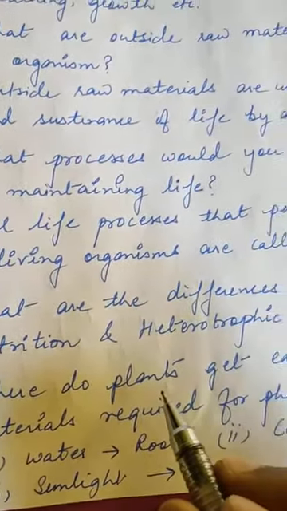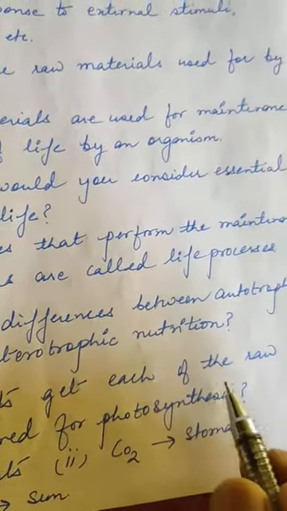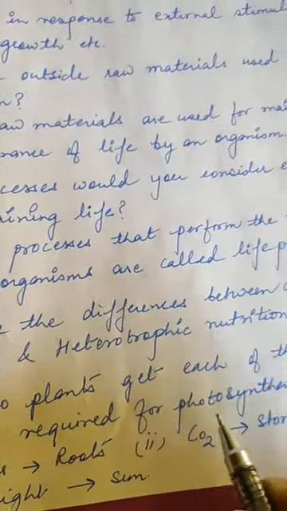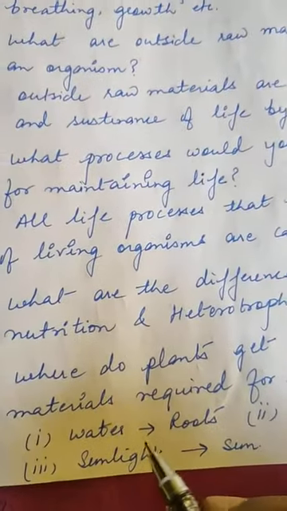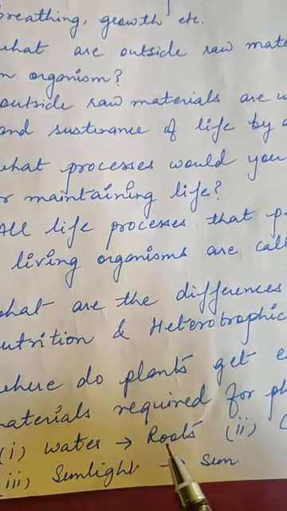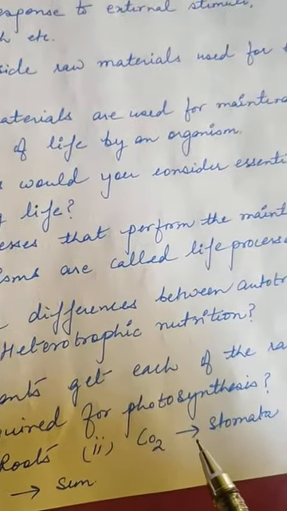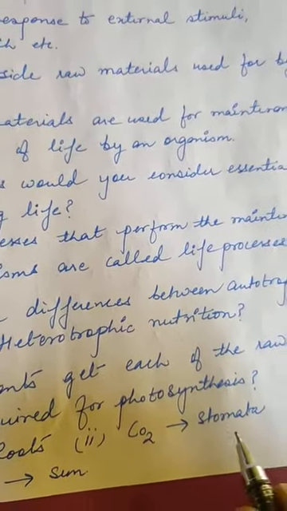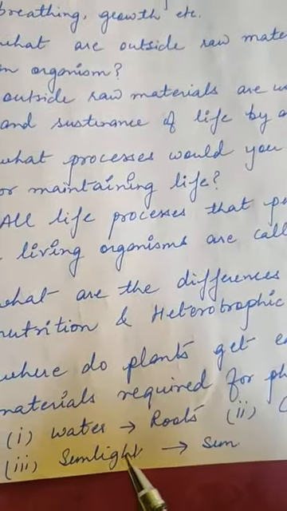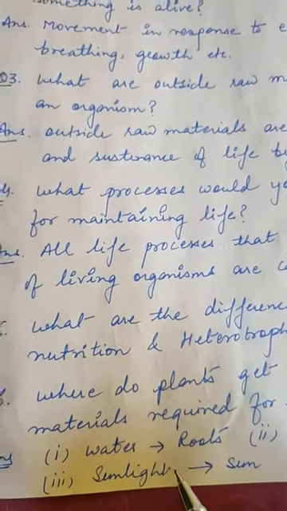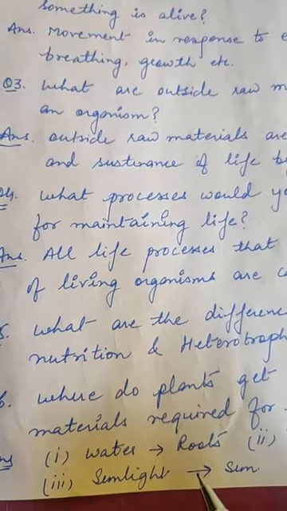Where do plants get each of the raw materials required for photosynthesis, right? So they get water from the roots. Yes, water will come from the roots. Carbon dioxide will be exchanged through the stomata, right? Stomata are for exchange of the gases, and they will get sunlight from the sun, and chlorophyll is already present in them. Clear?